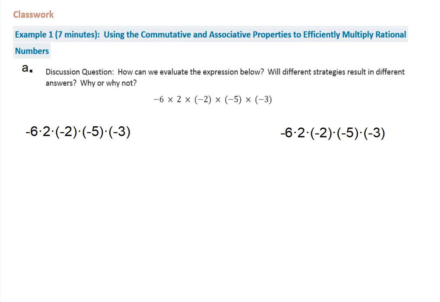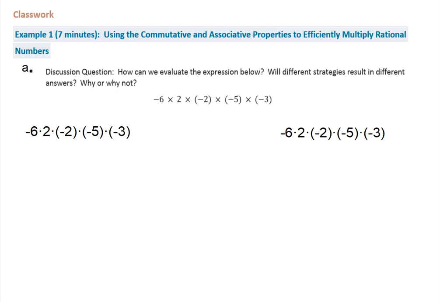On example 1, it says that we're supposed to go ahead and solve this, evaluate it, and then we need to answer the question, will different strategies result in different answers? Why or why not? So I've written it down twice. We're going to go ahead and solve it two different ways. What do you think? Do you think that we will get a different answer? Will it make a difference if you multiply something before something else?